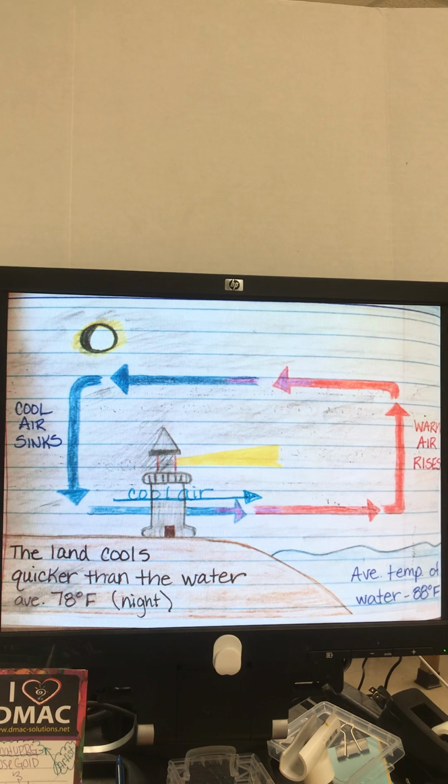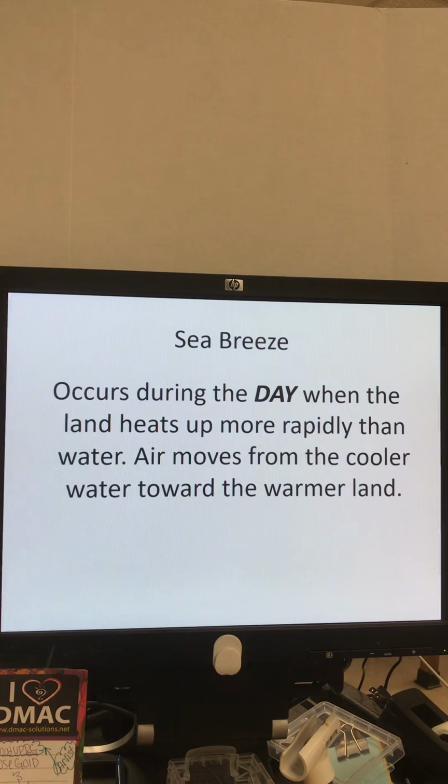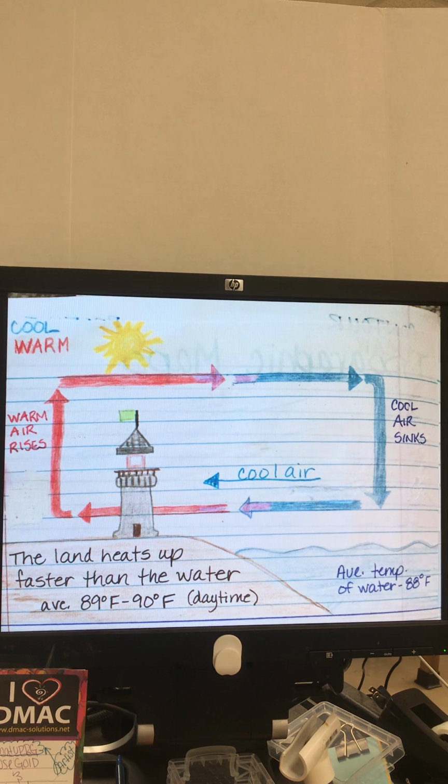Let's talk about the other side. What about during the daytime when the sun is shining? When the sun is shining, we have cool air sinking over the water. You have the heated land. Now you notice that the land temperature is 89 to 90 degrees Fahrenheit during the daytime, but the water temperature is still 88 degrees. So now land is hotter than the water is. So the air above the land is going to rise up into the atmosphere, and the cooler air comes off the ocean and runs back up on the land, and then you have that breeze that comes off the water.